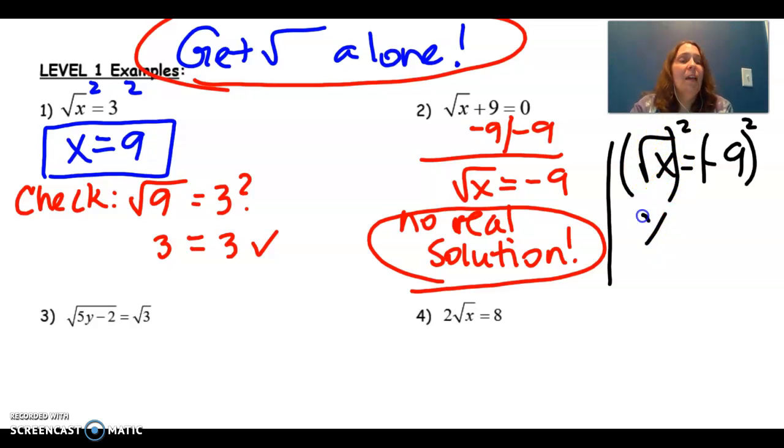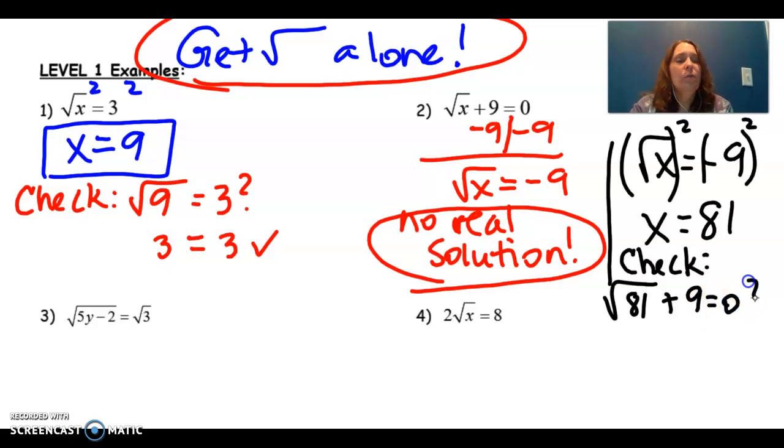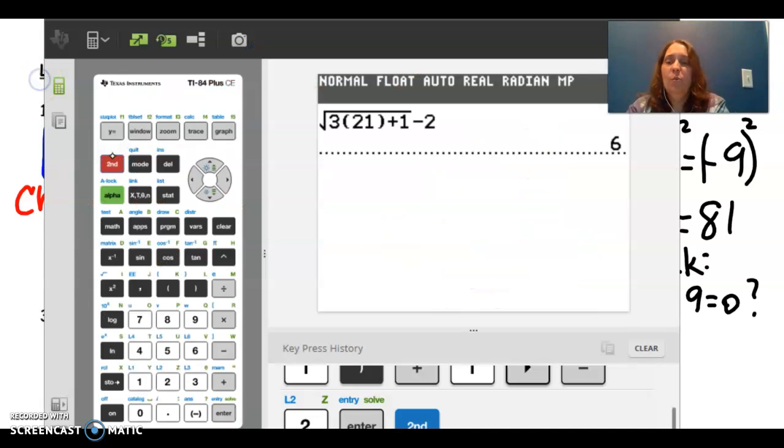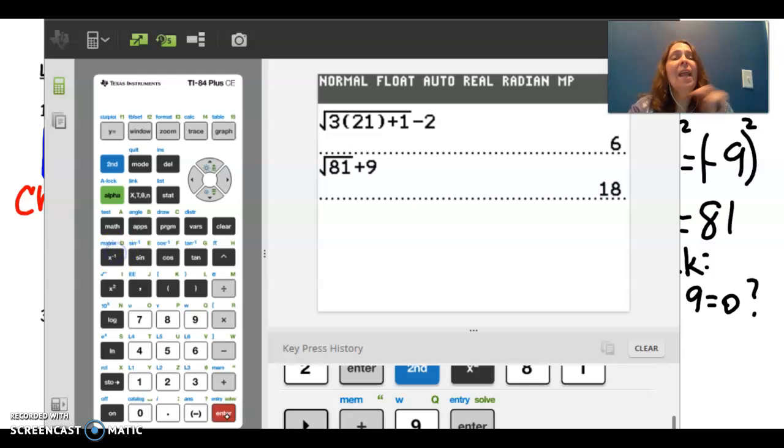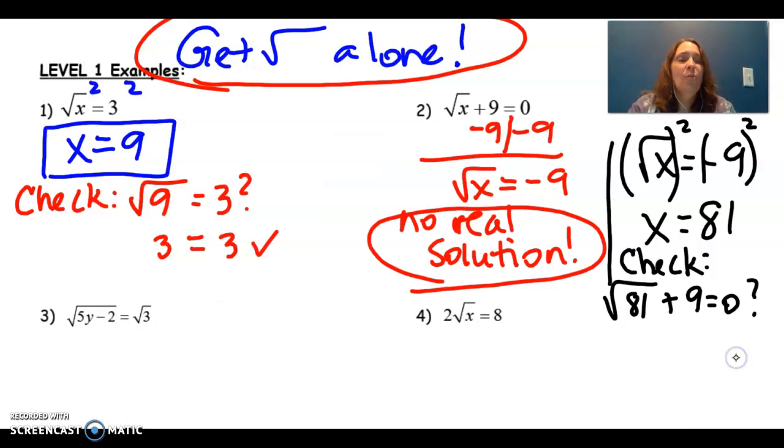So the square root of x squared is x. The negative 9 times negative 9 would be 81. And then if you go back in and check, we would have the square root of x, which is 81, plus 9 equals 0. True or false? Well, let's go ahead and try it out and see what the calculator says. I'm going to say the square root of 81, then to get out of it, use my right arrow, plus 9, and it's supposed to equal 0, and it doesn't. It equals 18 instead. That means that didn't work. So, nope. 9 plus 9 equals 0 was a fail. Not going to happen.